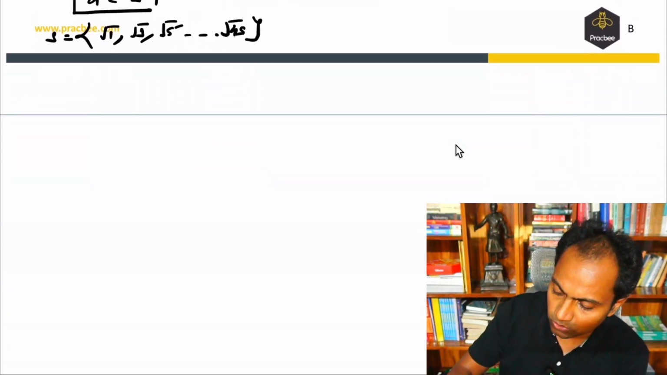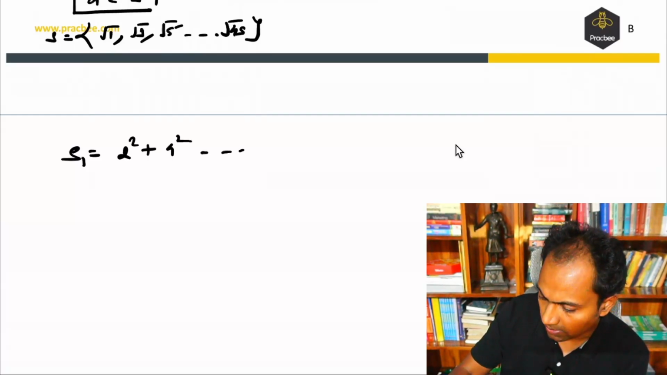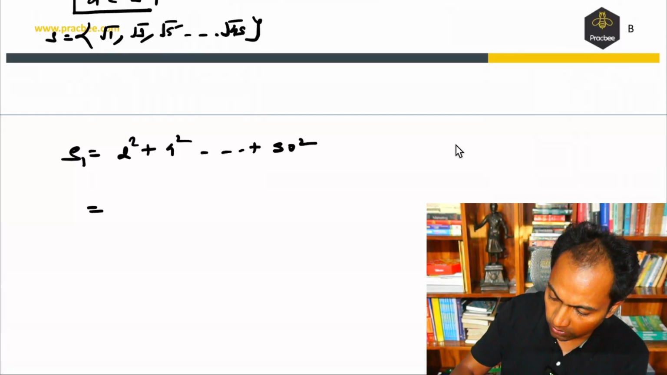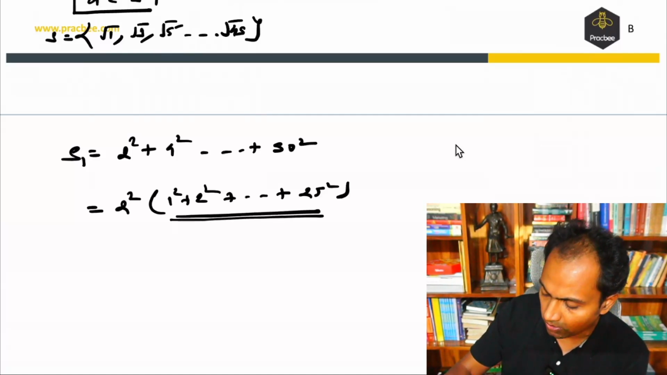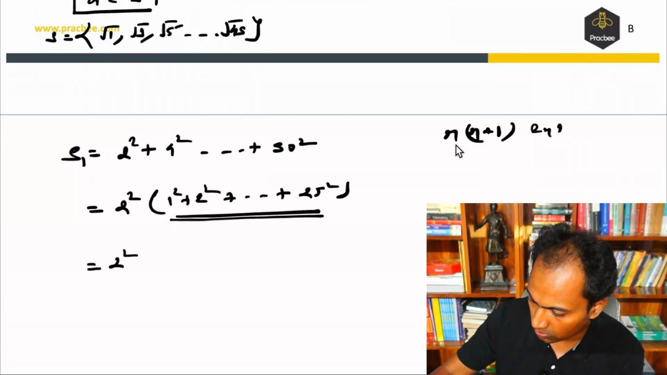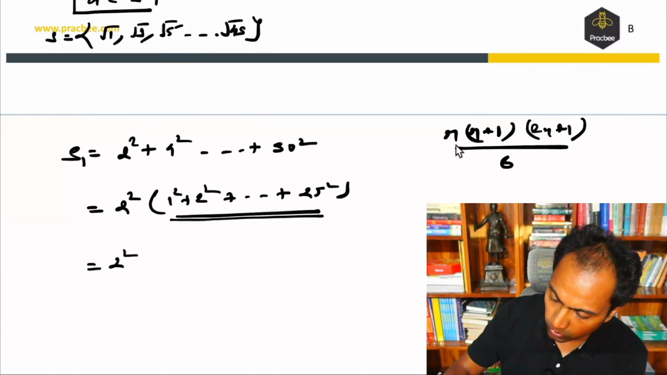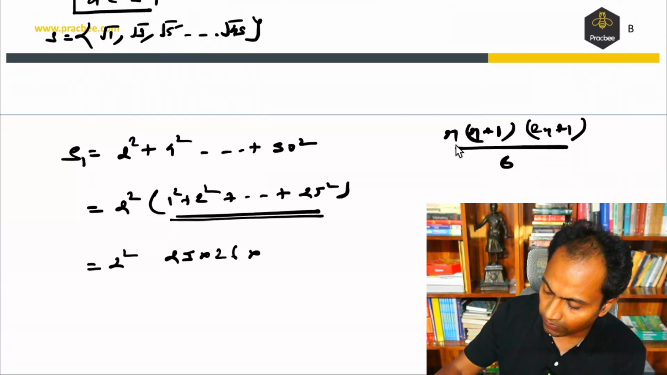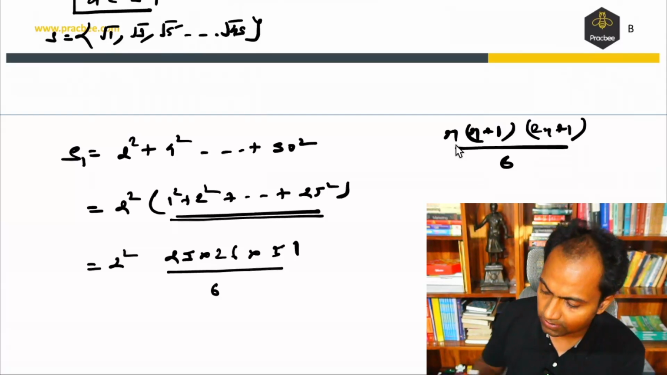For this, now let us go to the series part. Let us say that this series is S1: 2 square plus 4 square till 50 square. What we can do is take 2 square common. So this becomes 1 square, 2 square, and the last term will become 25 square. This is the sum of squares of n natural numbers. We have a formula, n into n plus 1 into 2n plus 1 divided by 6. Now the value of n here is nothing but 25. So if I put 25, this will become 25 into 26, and 25 into 2 will become 50, plus 1 will become 51, divided by 6.